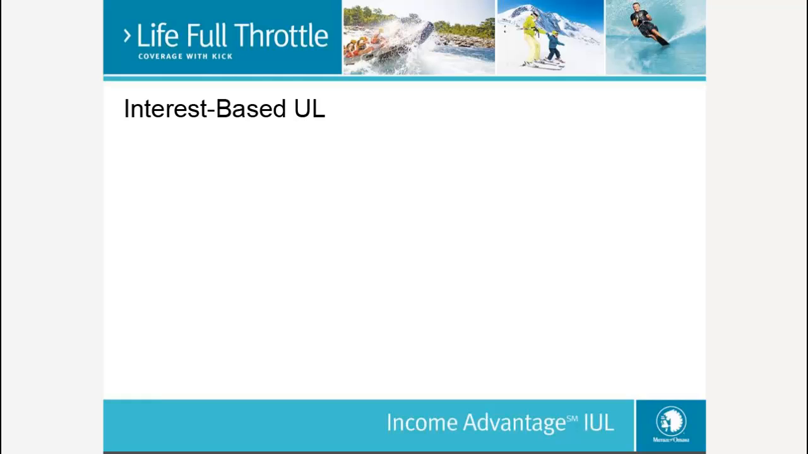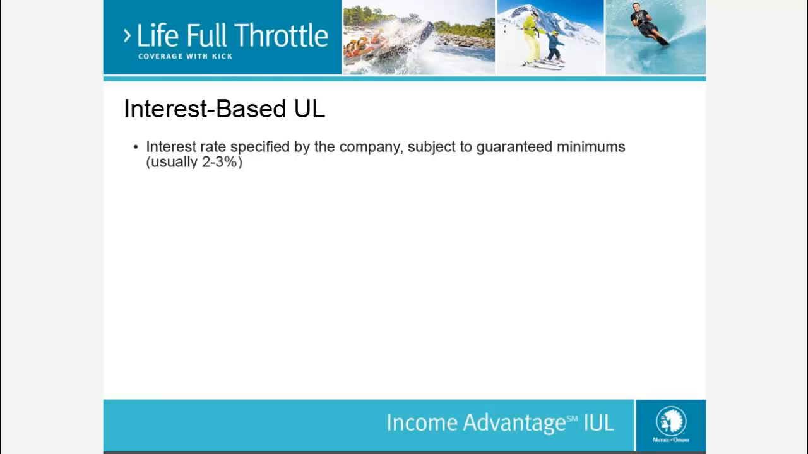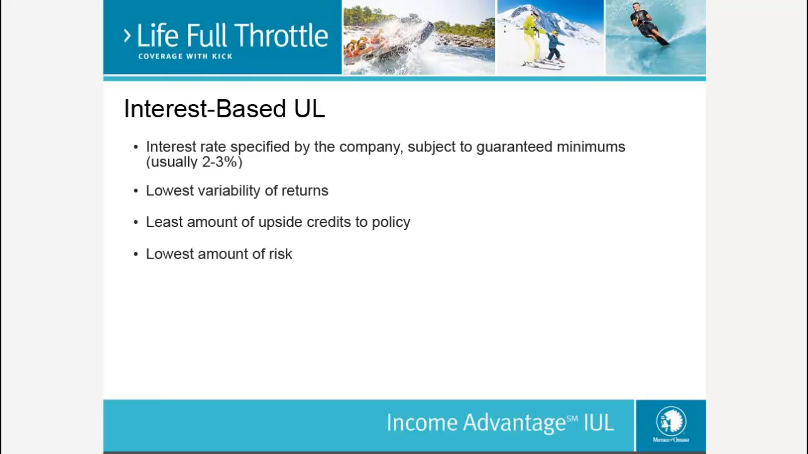Interest-based universal life insurance grows the cash value through a set interest rate that is specified by the insurance company. These rates are subject to guaranteed minimums, which are generally between 2 and 3%. Of the 3 accumulation UL options, interest-based ULs offer the lowest variability of returns.